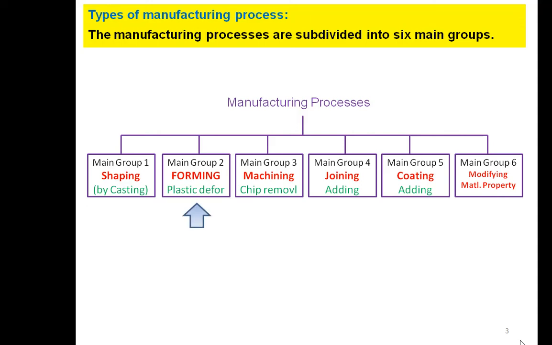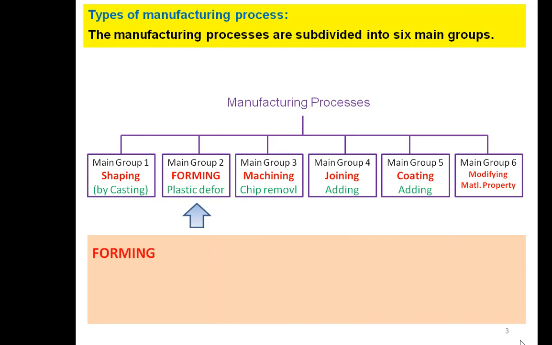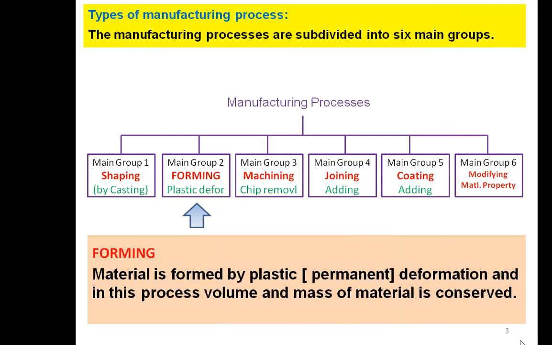So in this video we will discuss about the forming process. So forming process in which the material is formed or deformed by plastic or permanent deformation, and in this process the volume remains constant. So the basic principle of forming process is that there is no material removal. That means the volume before deformation remains the same after deformation.